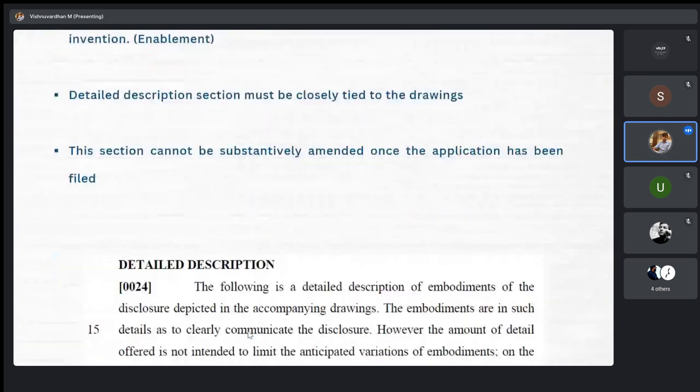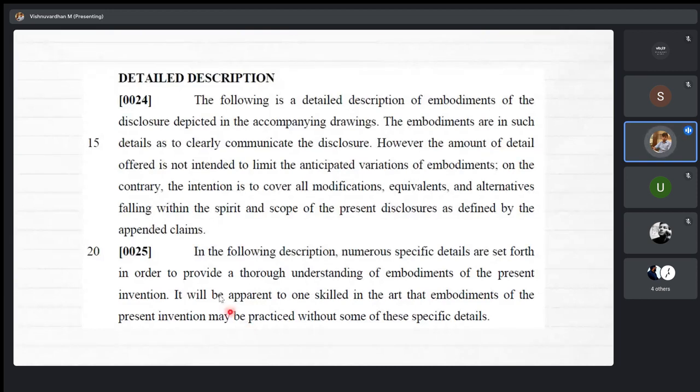Okay. So an example, the continuing detailed description from the application itself is, again, this portion is the disclaimer. Okay. You don't have to mug it up. Basically, just say that the detailed description is as follows. And I think what they've written is, in the following description, numerous specific details are set forth in order to provide a thorough understanding of the embodiments of the present invention. It will be apparent to one skilled in the art that embodiments of the present invention may be practiced without some of these specific details.